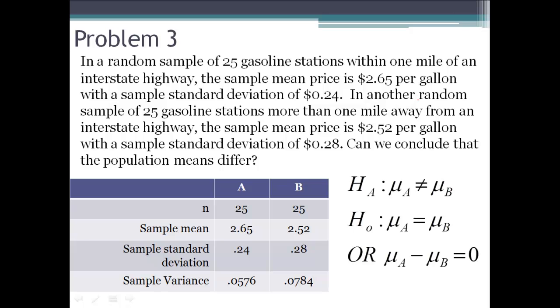Our hypotheses now, our HA alternative, which is the same thing as HR, is that the two population means differ, that mu A is not equal to mu B. HO is that the two population means are equal. I'm going to restate HO here, the null hypothesis, as mu A minus mu B is equal to 0. Of course, if the difference is 0, they're equal. I'm doing that because when we get to the sampling distribution, we'll need to know where we put the center of the distribution, and it will be centered on 0.